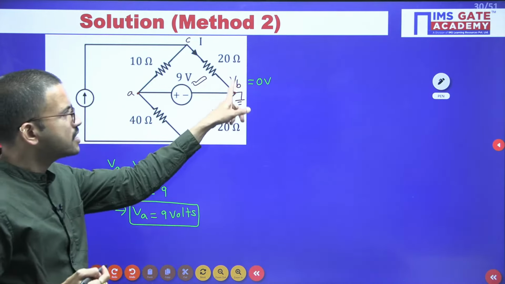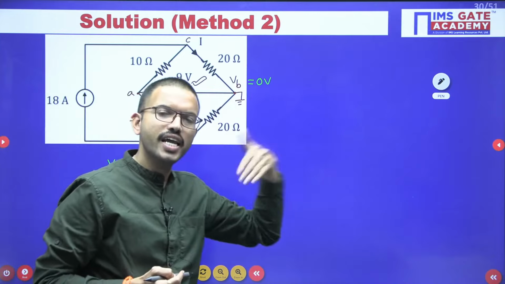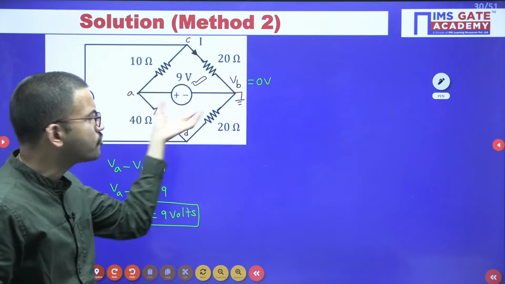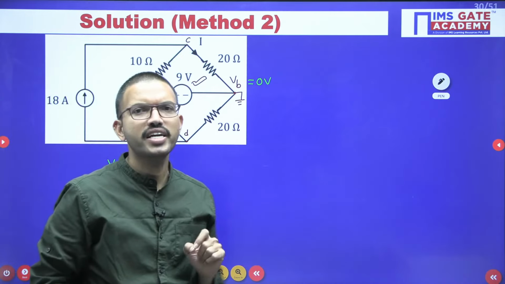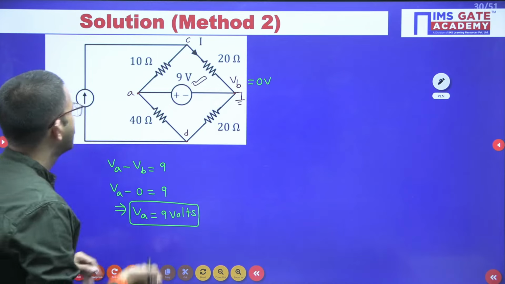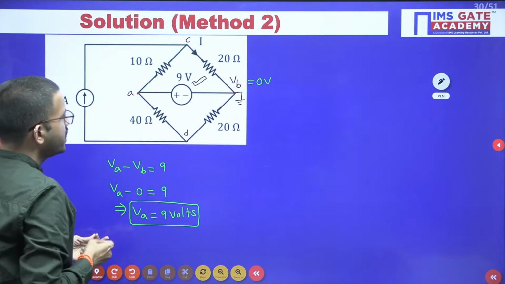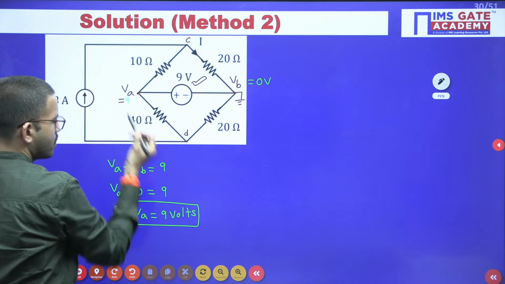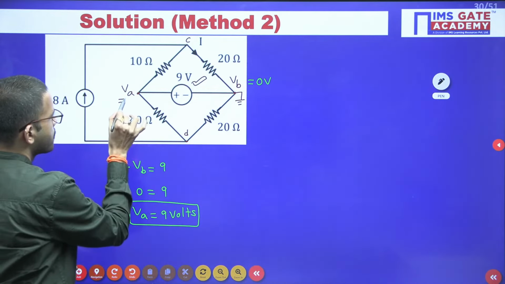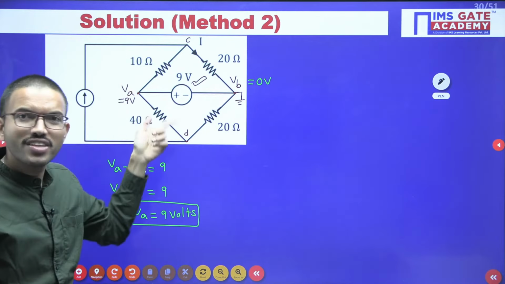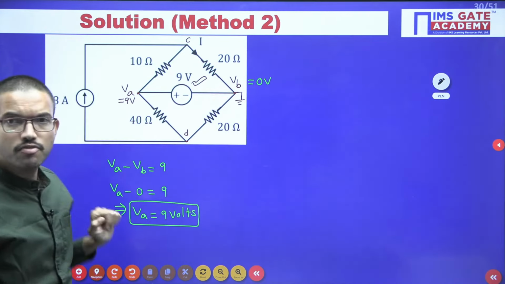If you want, you can consider a value other than 0 volt, any value. Accordingly, you have to find out the corresponding VA. But if you want to do the calculation simpler, then better you choose that node voltage as 0. Now you are getting in this question VA as 9 volts. This node voltage with respect to ground is nothing but 9 volt.